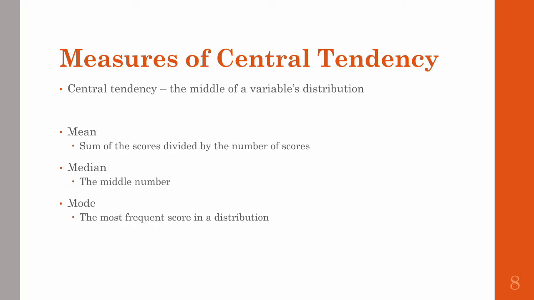The second is the median, which is the middle number. So if you organize the scores from low to high, you would find the middle number, and that's your median. And then the mode is just the most frequent score in a distribution. So you look for the value with the highest frequency, and that's your mode.